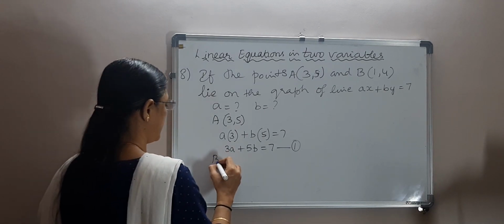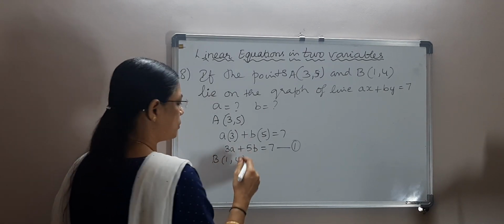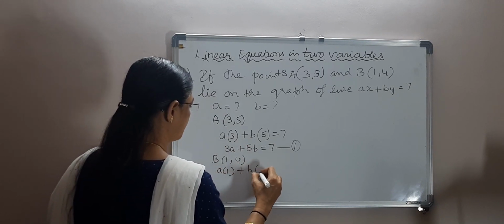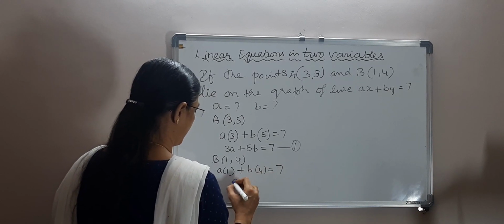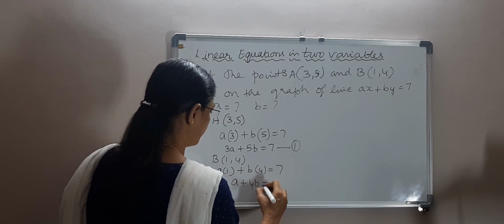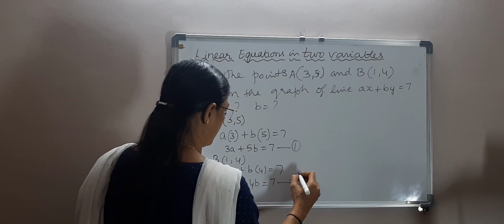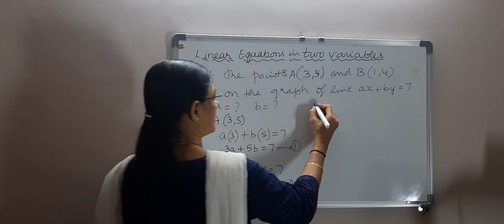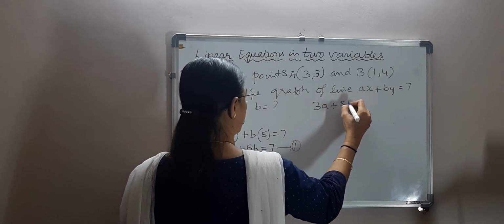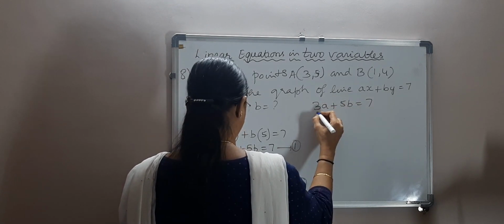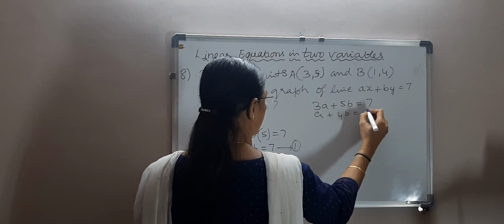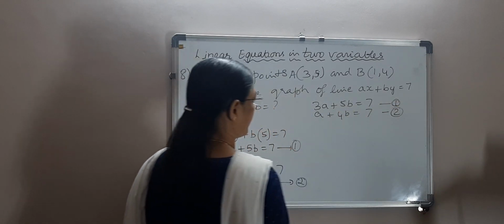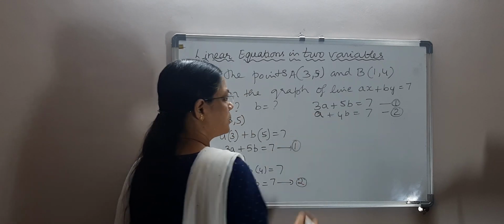Now the second point is (1, 4). This also lies on the line. So A into 1 plus B into 4 is equal to 7. That is A plus 4B is equal to 7. So this is my second equation. So we have the first and second equations: 3A plus 5B is equal to 7 and A plus 4B is equal to 7. We have two equations here. Now how to solve these two equations?